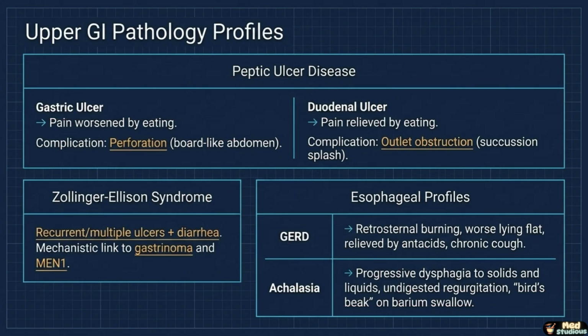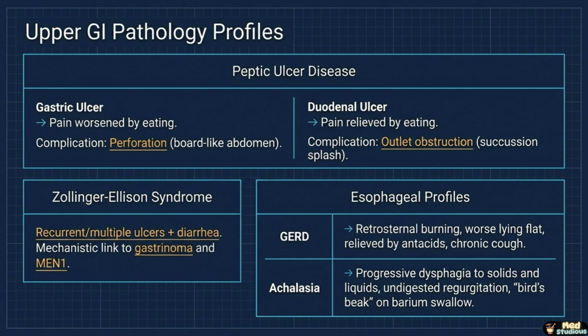Upper GI pathology clusters into a handful of patterns that reward precise history taking. In peptic ulcer disease, the food-pain relationship is diagnostic gold. Gastric ulcer pain worsens with eating, while duodenal ulcer pain is relieved by eating, and each ulcer type has its own feared complication. Gastric ulcers can perforate, producing sudden, severe pain with a rigid, board-like abdomen from generalized peritonitis.